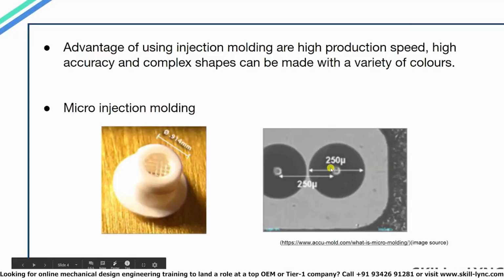One of the latest technologies introduced in injection molding is micro-injection molding. So if you need to manufacture any parts in micro tolerance, then this method can be used. Here in this image, we can see that the hole size required was 250 microns. For making such small features, the micro-injection molding process can be used. These parts may be used for medical applications or high-precision mechanical devices like watches.